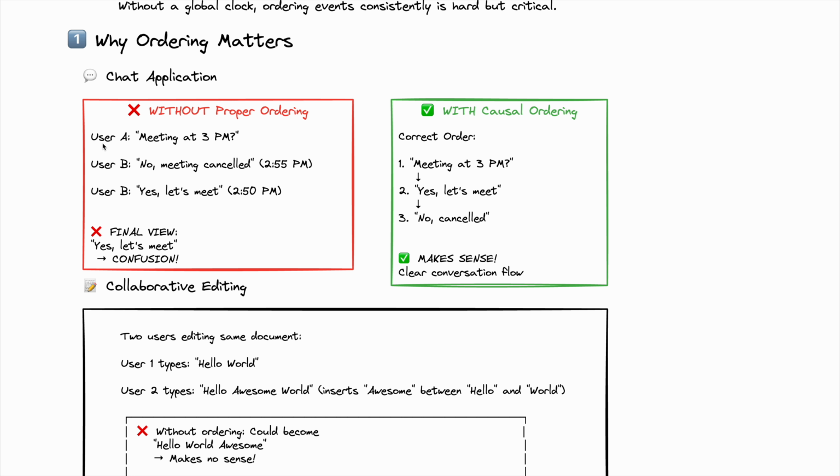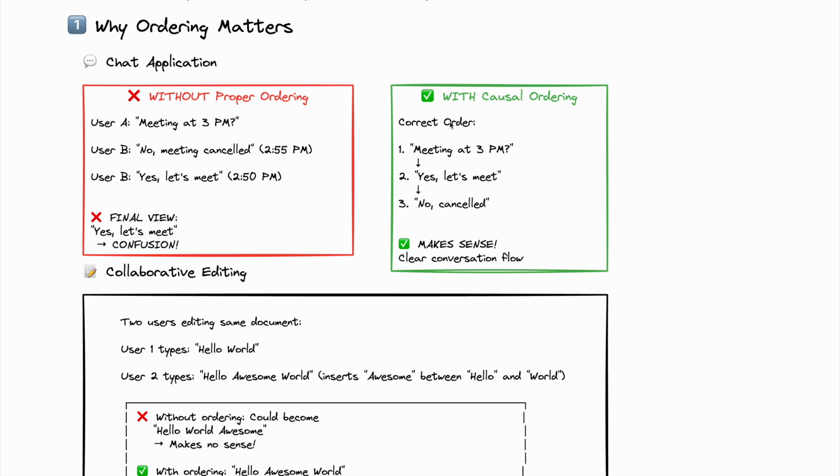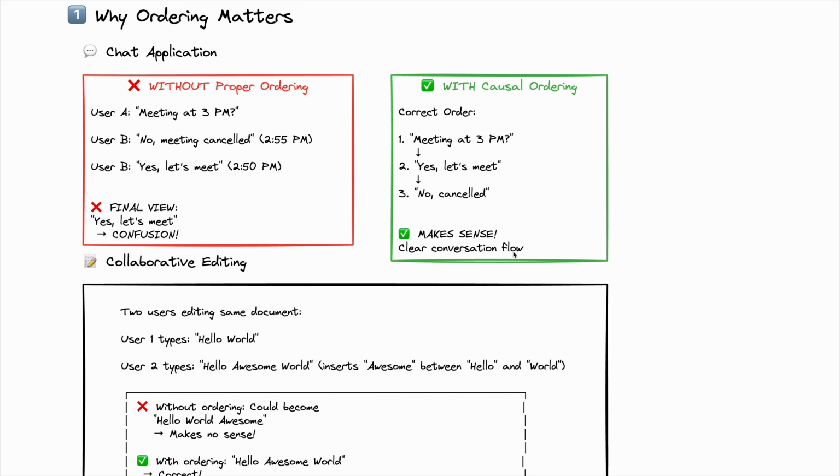Let's say user A and user B are having a chat, and user A sends a meeting at 3 p.m. User B sends two messages, one at 2:50 p.m. and another one at 2:55 p.m. If the order is incorrect, and the last message is "yes, let's meet", then it causes confusion. But the correct order should be that the last message is "no, canceled". So it's a clear conversation flow.